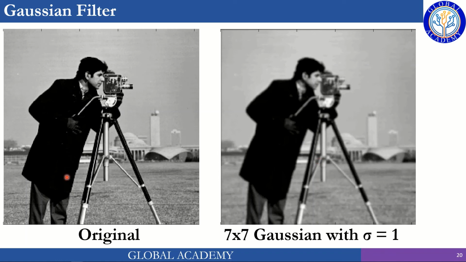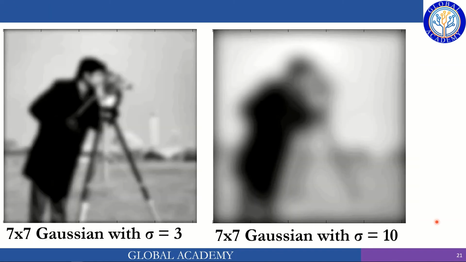So this is the original image, and it's a smooth image using a 7x7 Gaussian kernel with sigma equal to 1. And similarly, same Gaussian size but sigma equal to 3, and then same Gaussian kernel size but sigma equal to 10. So as we increase the sigma, our variance, our standard deviation of the kernel, then we get more and more smoothing.